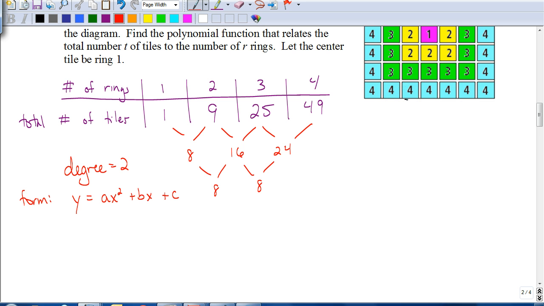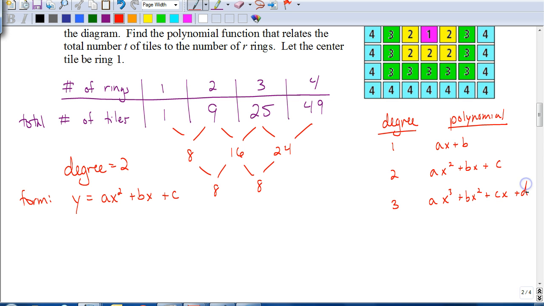So here's one way to look at it. If the degree is 1, it's going to be in this form of just ax plus b. If it's a degree of 2, it's going to be in this form ax squared plus bx plus c. If it's a degree of 3, it's going to be in this form ax cubed plus bx squared plus cx plus d. If you notice, you can see a pattern here. The degree is going to be the highest exponent, and then the exponents go in descending order. So 3, 2, 1, none.